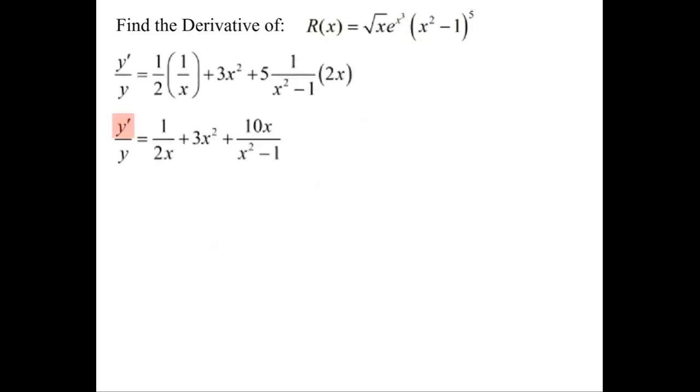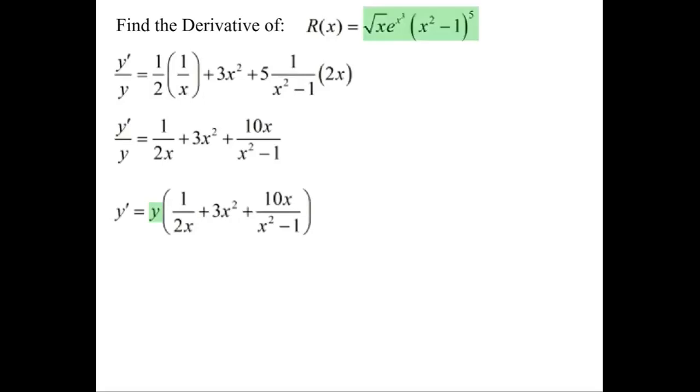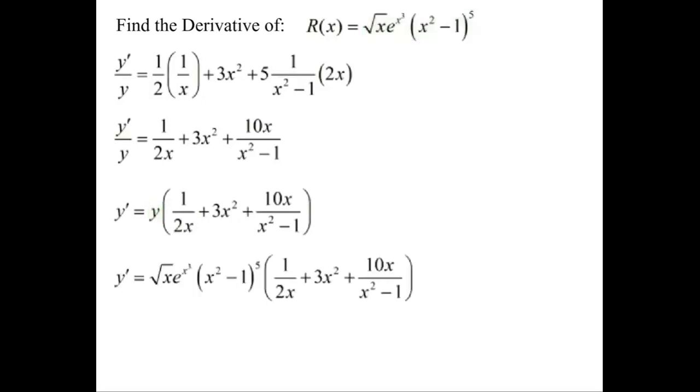And then lastly, we need to solve for y prime. So we multiply both sides by y. And here we substitute y with the original function we started with. So in the end, the final derivative is going to be equal to the square root of x times e raised to the power of x cubed times the quantity x squared minus 1 raised to the power of 5 times the quantity 1 over 2x plus 3x squared plus 10x over x squared minus 1.